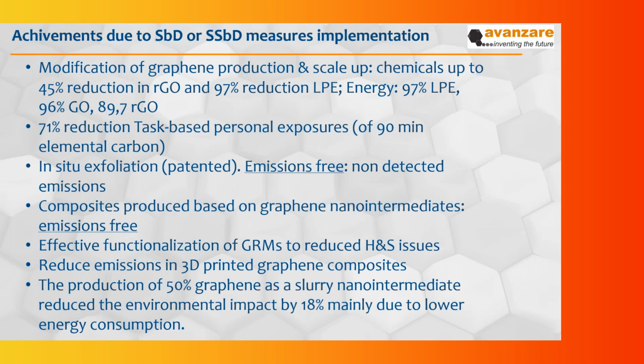What are the main achievements, just to conclude, from our side in the production and scale-up of graphene materials? We have reduced the chemical products by 45% in the production of RGO and by 97% in liquid phase isolated graphene materials. We have different materials. And in the case of energy, 97% reduction in LPA, and GO 96%, and close to 90% in RGO.